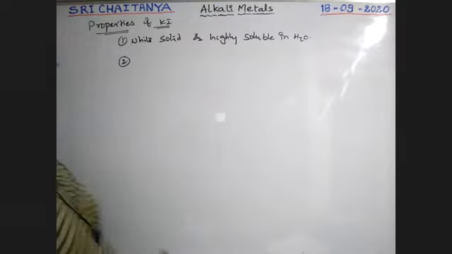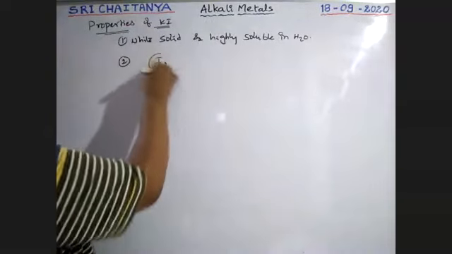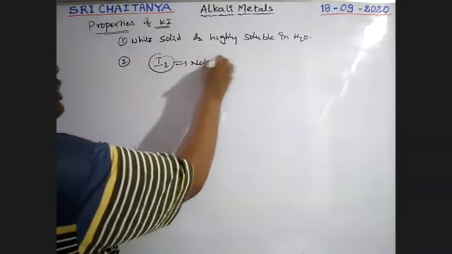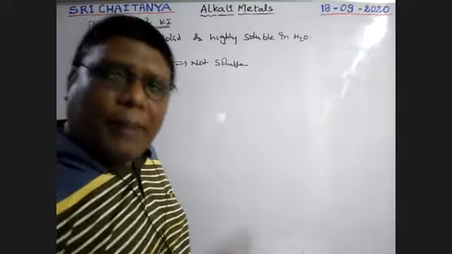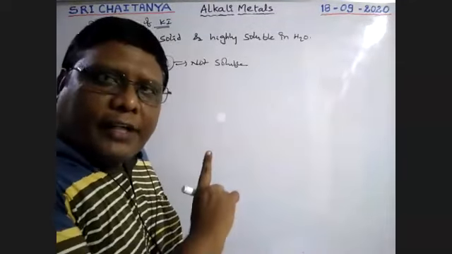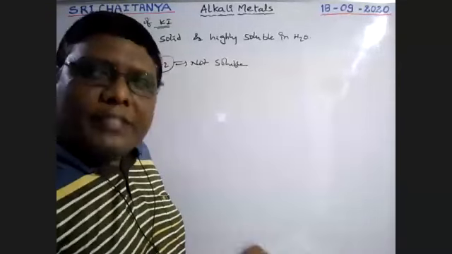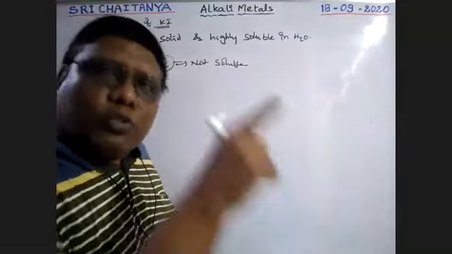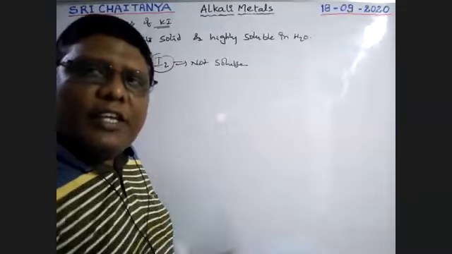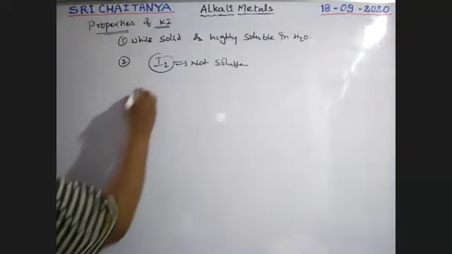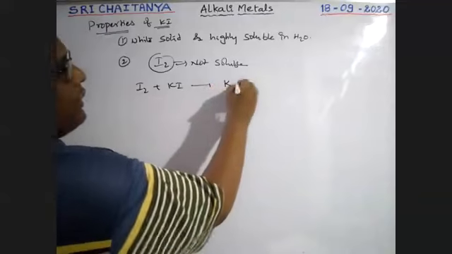Next point. Iodine, I2, is not soluble in water, actually, but the solubility of this I2 in the presence of potassium iodide is very, very high. That means in the presence of potassium iodide, I2 is soluble in water. Because when I2 is in the presence of potassium iodide, that gives KI3 as the compound.